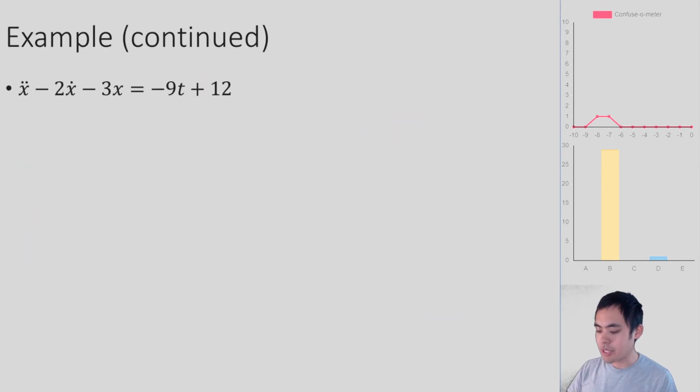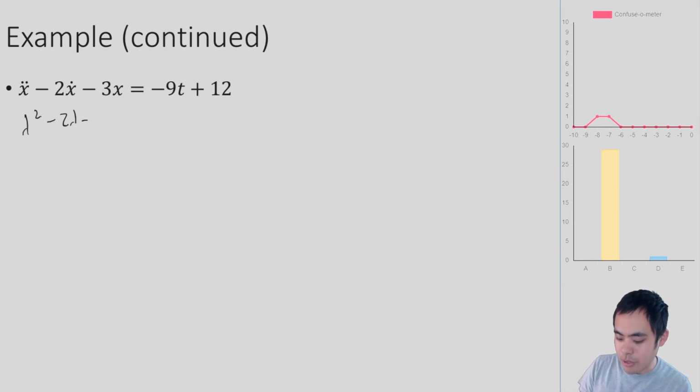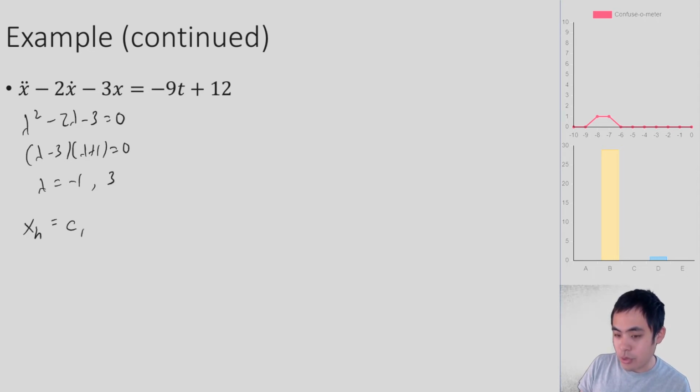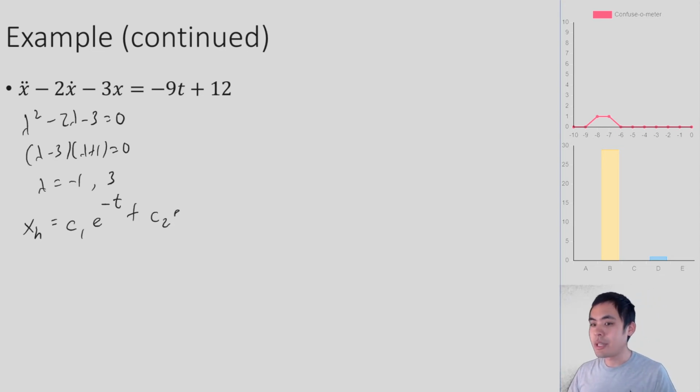So if we continue this example, the first thing we do is we solve the homogeneous part. So we have lambda squared minus 2 lambda minus 3 is equal to 0. That means (lambda minus 3)(lambda plus 1) is equal to 0. Lambda is equal to minus 1 or 3. So x homogeneous is equal to c1 e to the minus t plus c2 e to the 3t. Okay, so that's the homogeneous part.